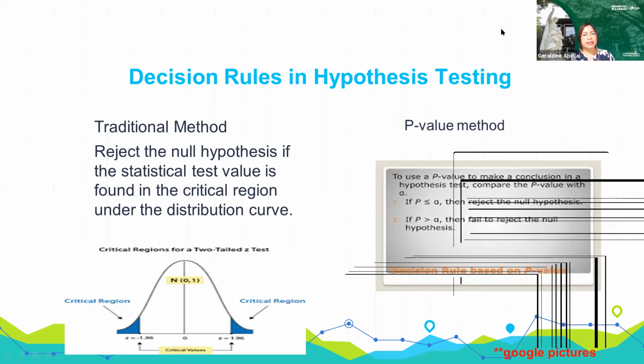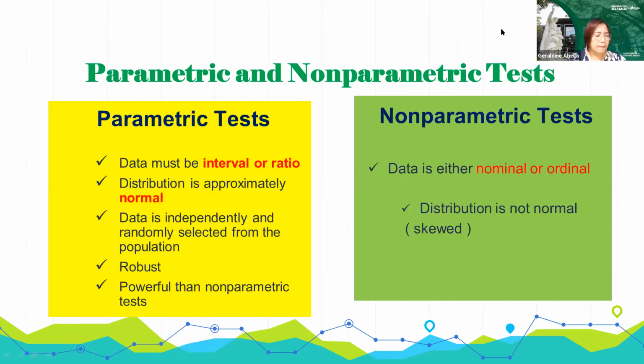Now, what type of statistical test do we use when we conduct hypothesis testing? There are two types of tests, parametric tests and non-parametric tests. Parametric tests are used if the following assumptions are met. The data must be interval or ratio. The distribution of the data is approximately normal. The data is independently and randomly selected from the population. Parametric tests are more robust and more powerful than non-parametric tests. So it is more powerful in detecting the effect or the difference between the observed values.